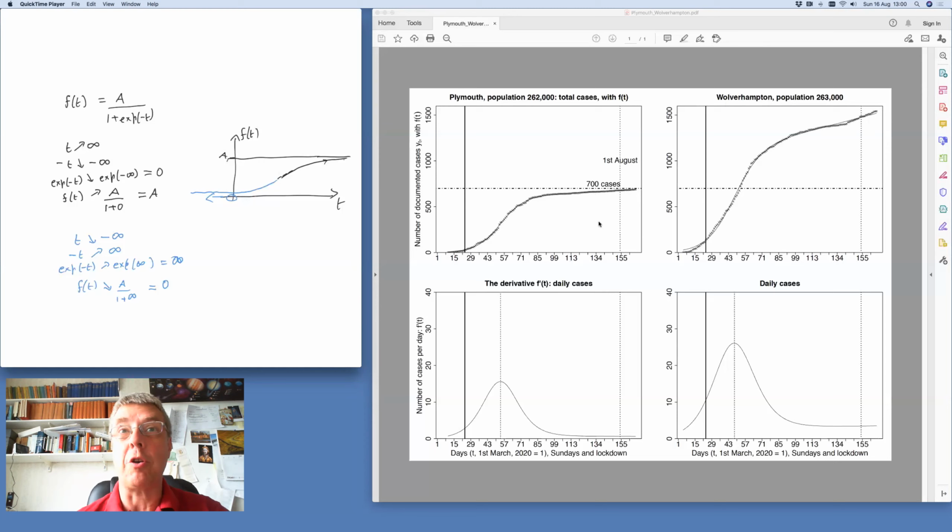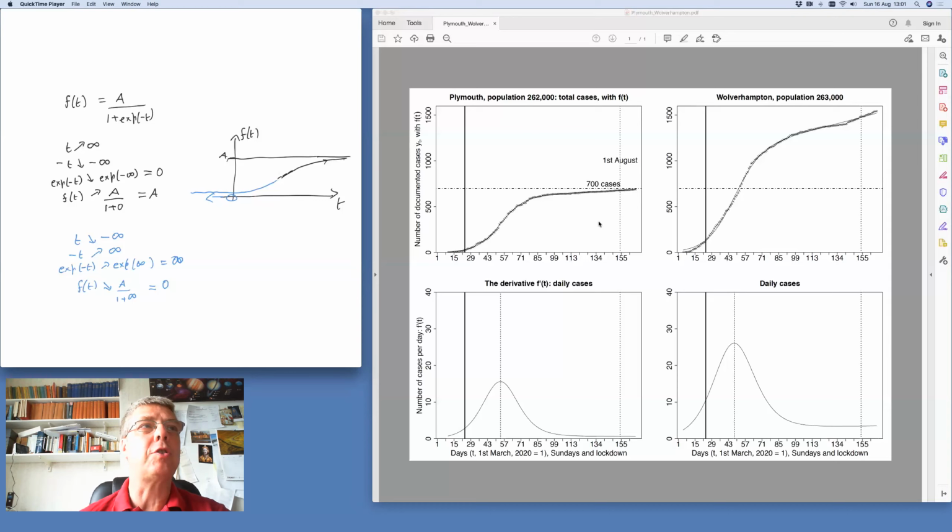But of course, we shouldn't be complacent about this. We've effectively been lucky in Plymouth for various reasons, and we should always follow the guidelines and take all the necessary steps to reduce the chance of a second wave.